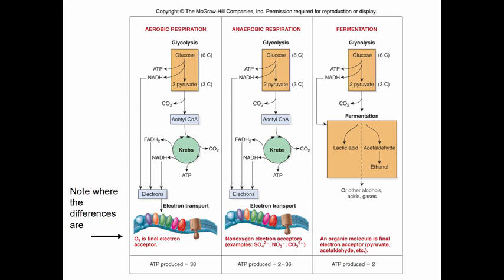Fermentation breaks off first because the minute glycolysis is finished, it goes through fermentation instead to do something else with your pyruvate. Aerobic and anaerobic respiration continue through the transition step, through the TCA cycle, through to electron transport. Where these two differ is ultimately in the final electron acceptor.